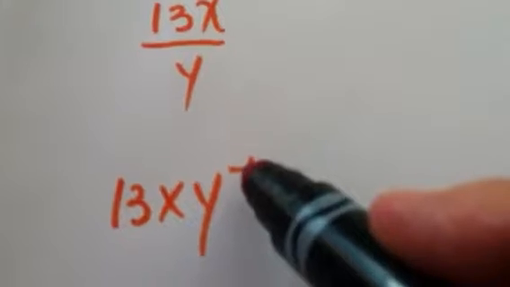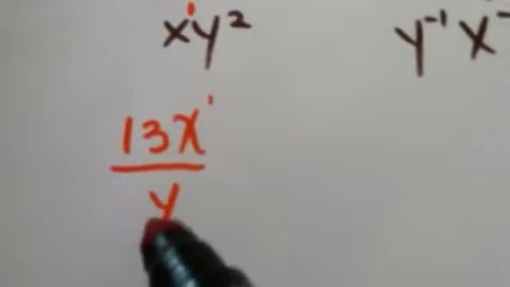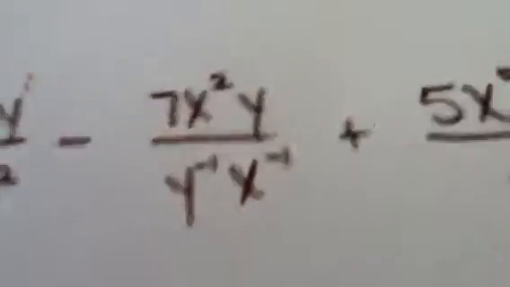So what do you do with the negative exponent? If it's in the top, how do you get rid of it? You put it in the bottom. So you're going to end up with this right here anyway. So, okay, let's move on to the next term.